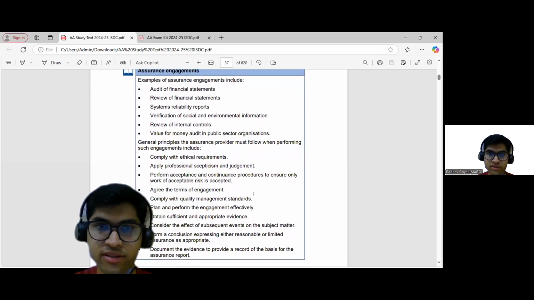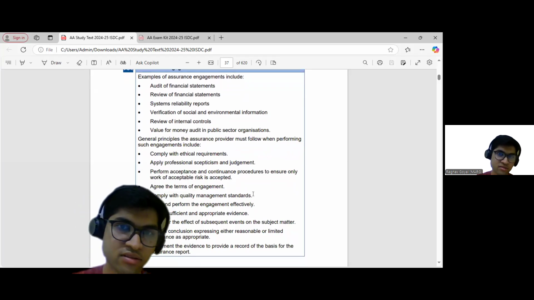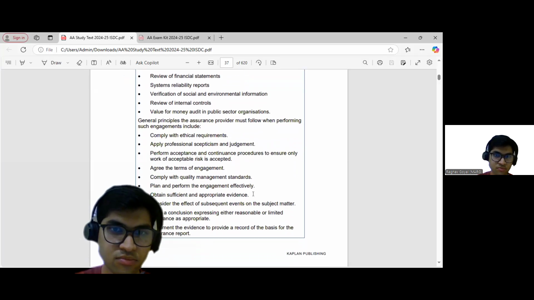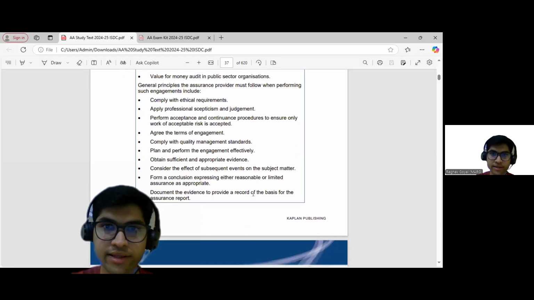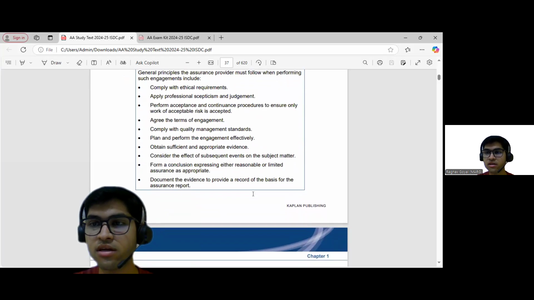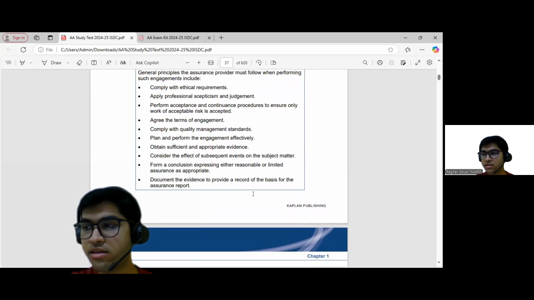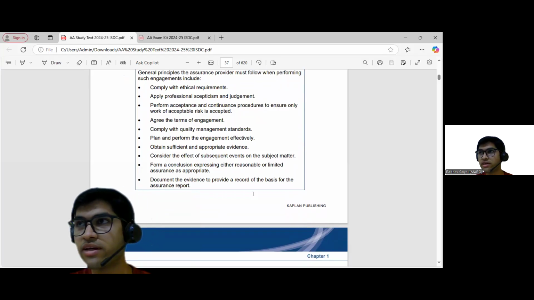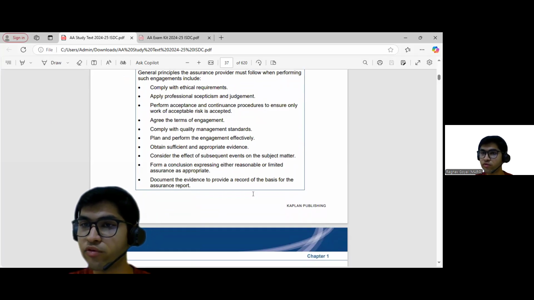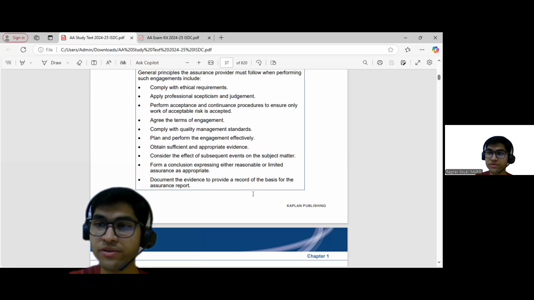Looking at a few assurance engagements, they could include audit of FS, review of FS, testing of internal controls. Then there are a few principles that the assurance provider will have to follow, that is complying with ethical requirements. For example, you cannot leak client information to others. You are in a position which is very privileged to receive the client information and have it before anyone else. You cannot misuse it. So that's one ethical thing you need to be considerate about.